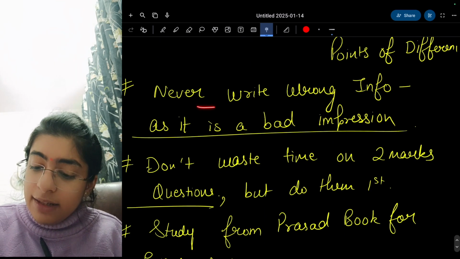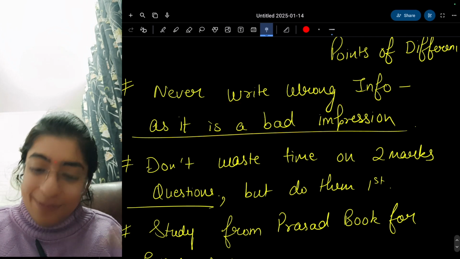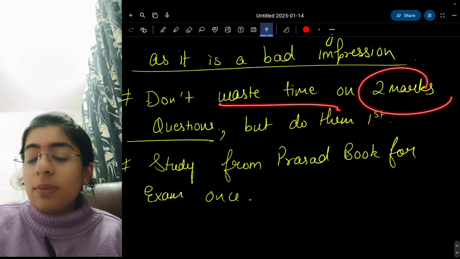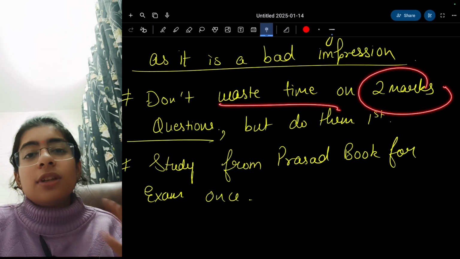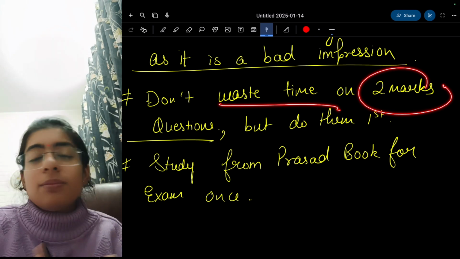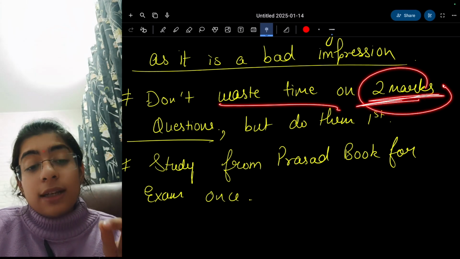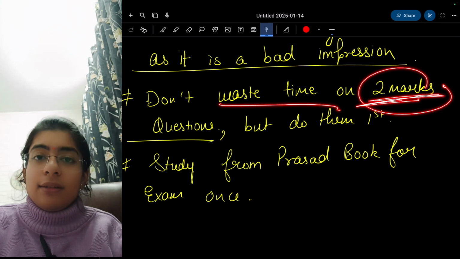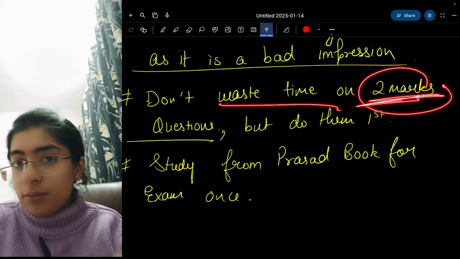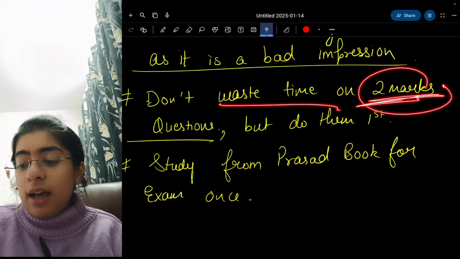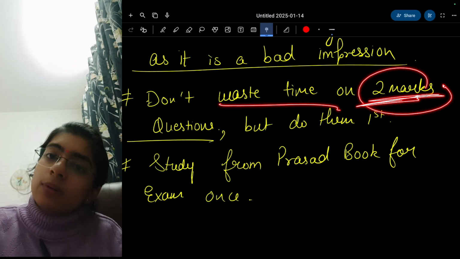Next, never write wrong information, as it leaves a bad impression, and don't waste time on 2 markers. Sometimes we fill 2 to 3 pages for a 2 marker question, but that is not required. In a 2 marker question in biochem, you need to ensure that the reason is correct. Even if it is written in 1 or 2 lines and the reason is correct, then you will get 2 marks.